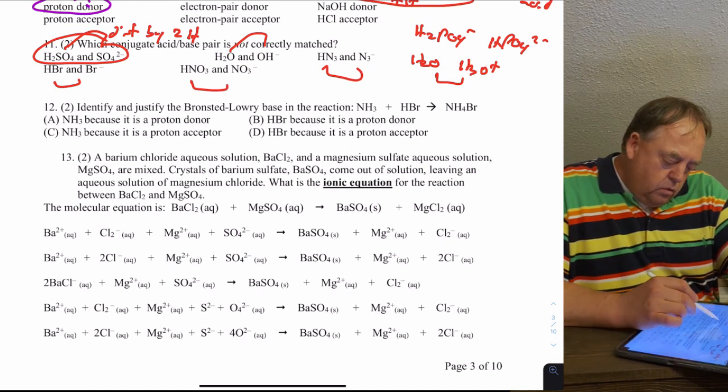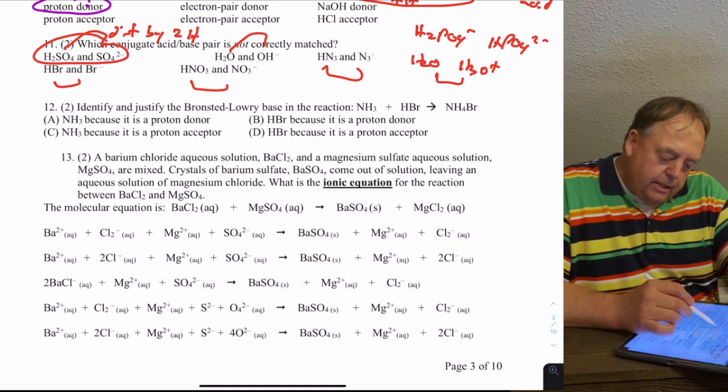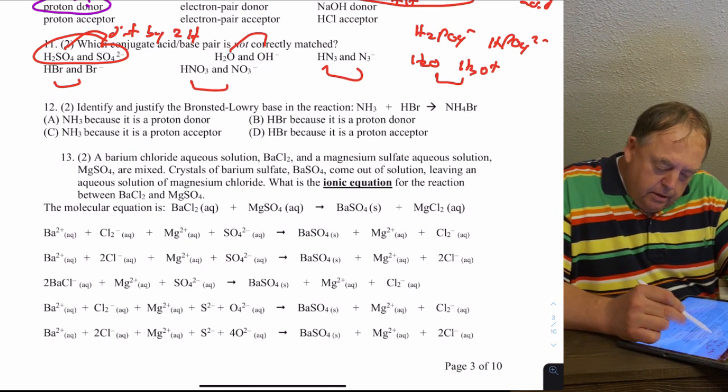Okay, so identify the Bronsted-Lowry base. So NH3 becomes NH4, so that gains a hydrogen.